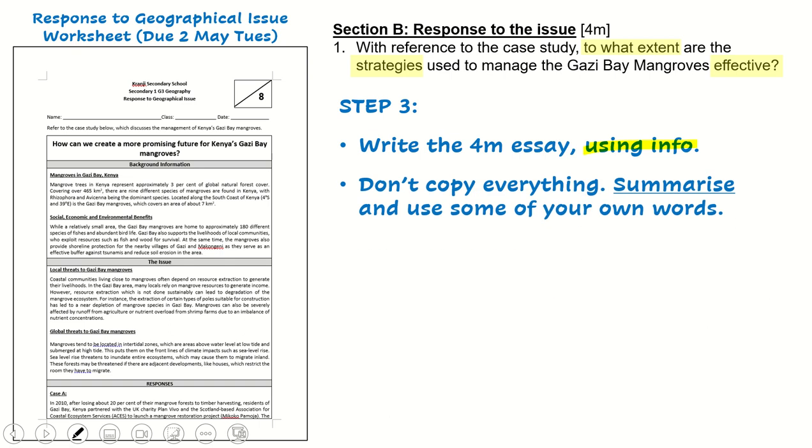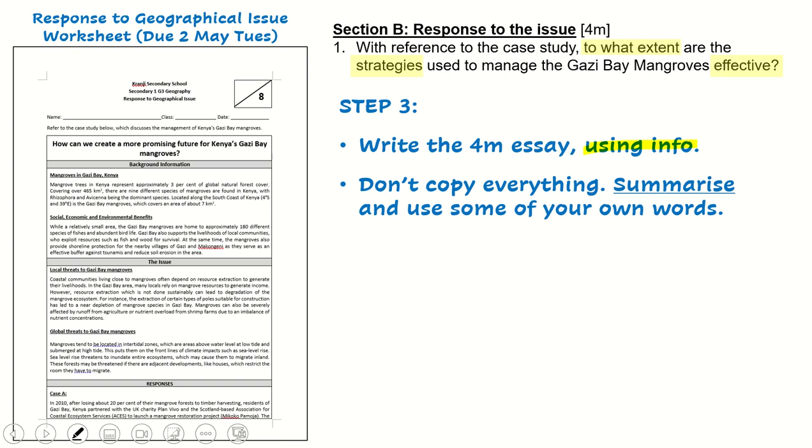Now, I have to give you this warning. At this point in time, it is so tempting to just copy every single thing. You can't, because you don't have enough time. You should give yourself 10 minutes to do this question. Don't copy everything. Summarize some of the key points and use some of your own words. So don't copy everything. Summarize it and use some of your own words.